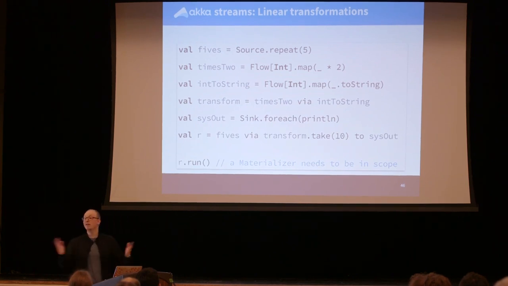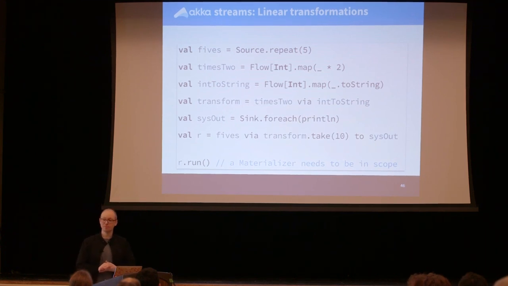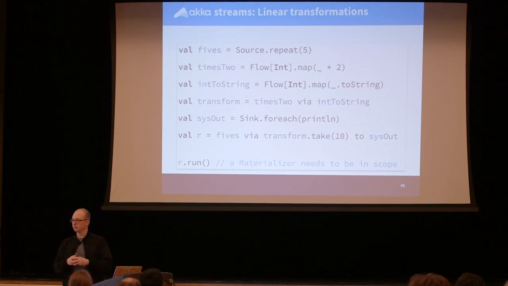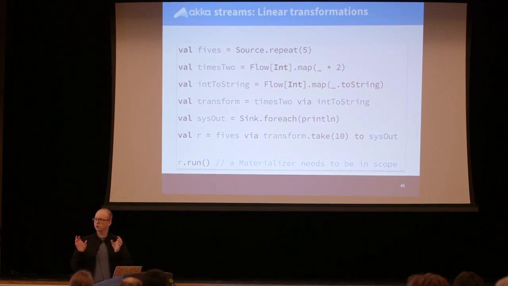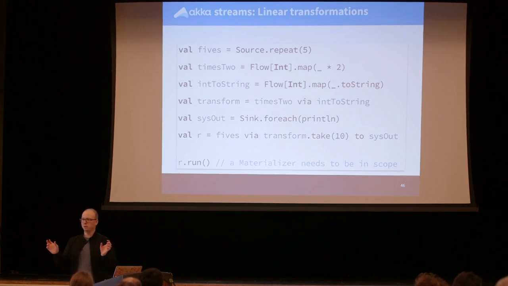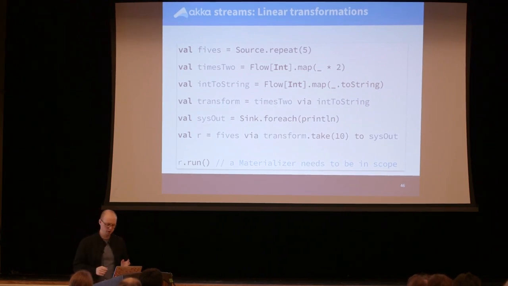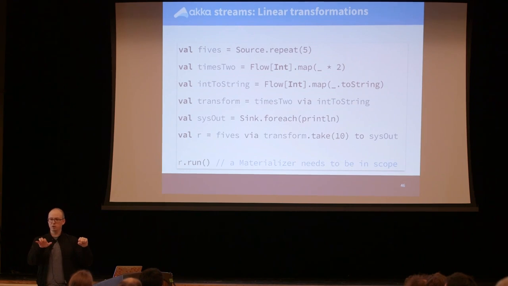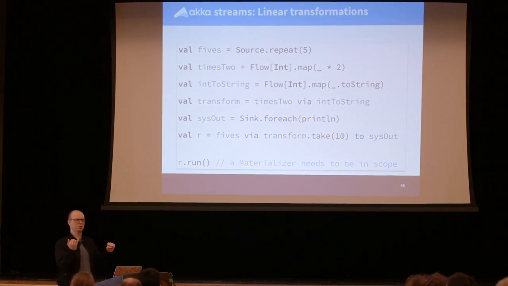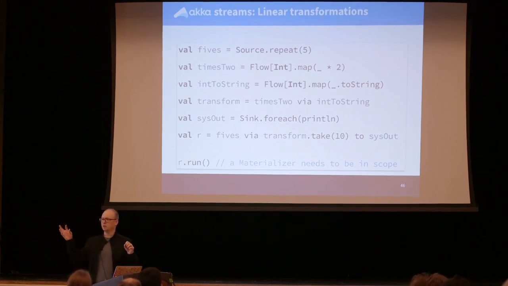Just to give you a sense of what it looks like, let's say that we define fives to be a source that repeats the number 5 unboundedly. We have times 2, which is a flow of ints that just maps the input and does times 2. We have another flow called int to string, which takes an int and calls the toString method on it. We can take these two flows and create a new flow by applying the via combinator. So we attach those two flows, but that returns a new flow, so the original ones are unchanged. We create a sink where we want to print this out. And we can then use fives, the source, via this transformation. But we want to augment that transformation with a take 10, because we only want 10 of these fives. And we then pipe that to sysout.